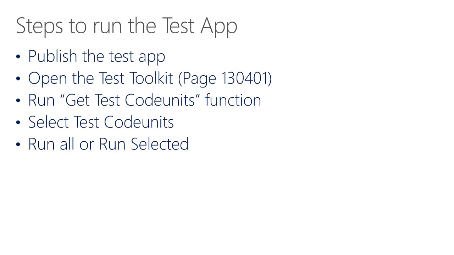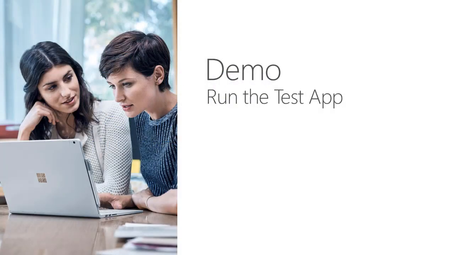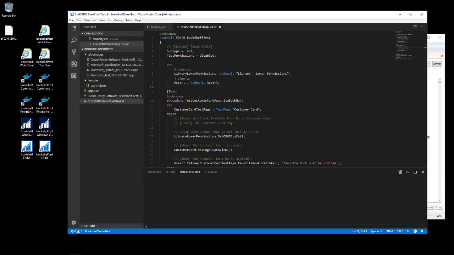Then from the test toolkit, you run the get test code units function to populate the list of tests. Now you can run get all code units, or you can select. We're going to just select the test code unit that we've created, and then we can run all tests or run the selected tests from there as well. And then you can run that and see the result of those tests. So let's go back into the virtual machine and see what that looks like.